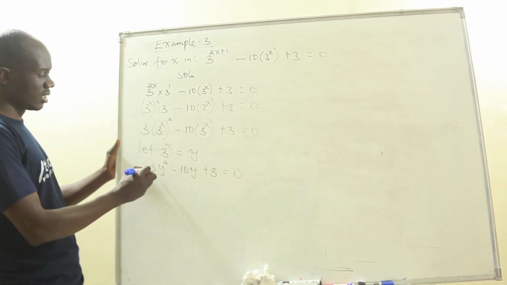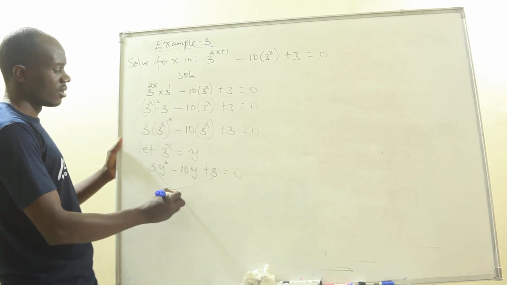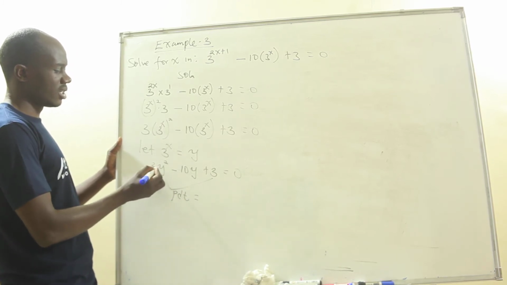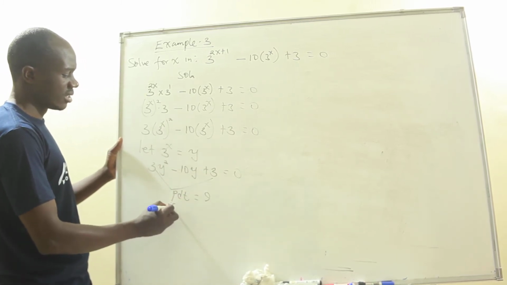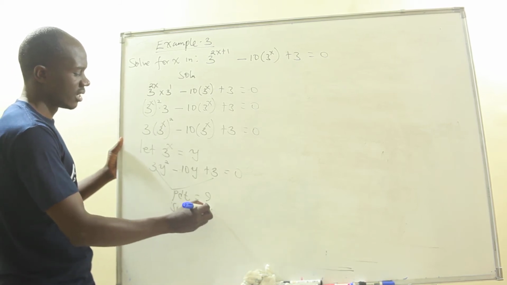We can factor out this. We look at the product. So what is the product here? Product is 9. What is the sum? The sum is negative 10.